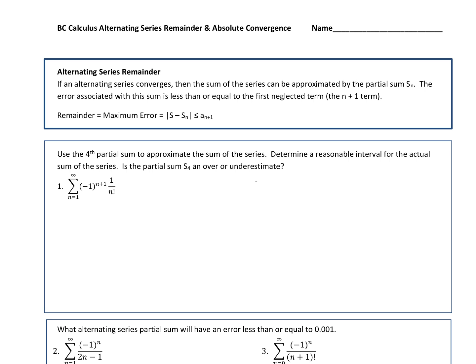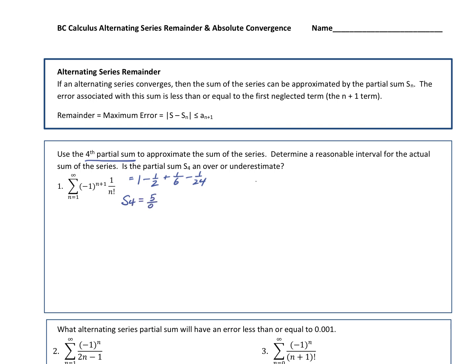So it's asking us to use a fourth partial sum. So I'm going to sum up the first 4 terms. So we get 1 minus 1/2 plus 1/6 minus 1 over 24. Again, this is asking me for the fourth partial sum, so this is the sum of the first 4 terms. I added these up, combined them, and I got 5/8.